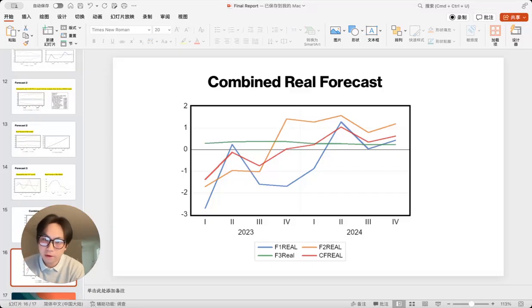Here's the combined real forecast. We can see that the three individual forecasts show contrasting dynamics. ARIMA produces sharp cyclical swings, GARCH generates a steadily rising trend, and VEC yields a smooth, near-flat path with minimal short-run variations. So the combined forecast CF real moderates these extremes, creating a balanced trend with a mild dip in 2023 and a smoother recovery in 2024. So generally, I find the combined forecast is the most reliable.